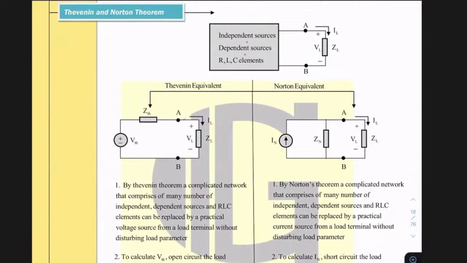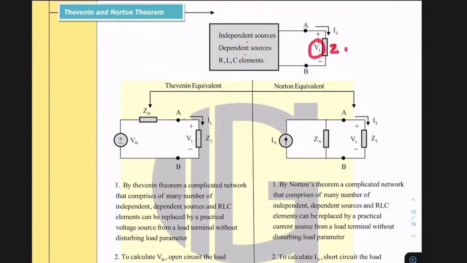So here, combining, this is the discussion for the Thevenin and Norton theorems. You see here this box, containing independent sources, dependent sources, and RLC elements. To this, externally, we have a load here, the ZL.